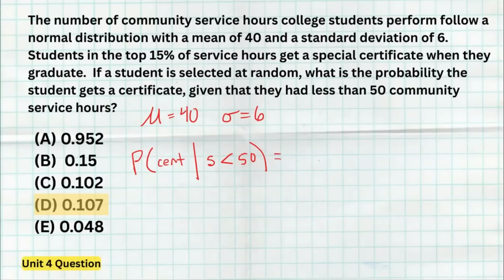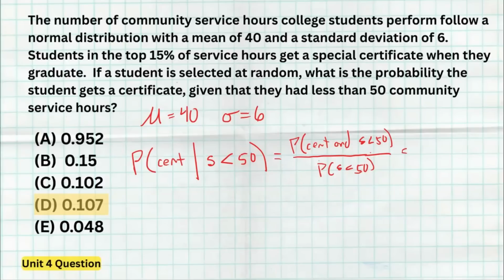So we have to remember conditional probability. So conditional probability in the numerator is both. So we have to both get the certificate and have less than 50 service hours. And then we're going to divide that by the probability of the condition, which is less than 50 service hours. All right, now let's talk about how to do this because getting this is actually pretty tricky and you're definitely going to need your calculator. I'm about to show you how to do this using the NumWorks calculator, but you could also use your TI-84 calculator.